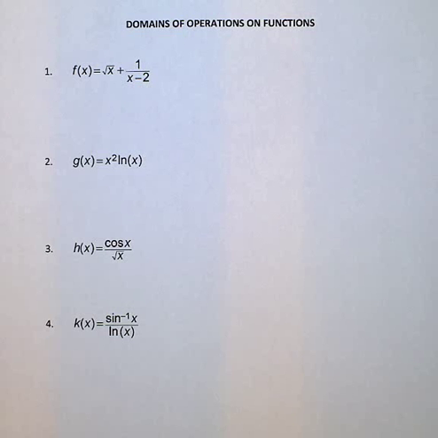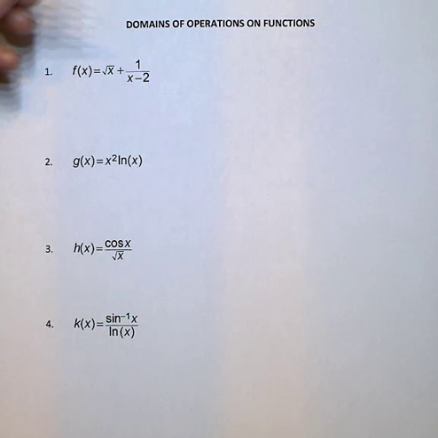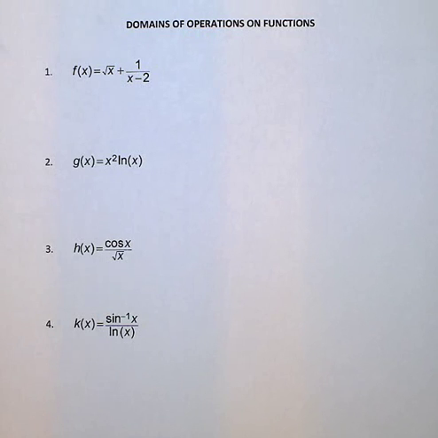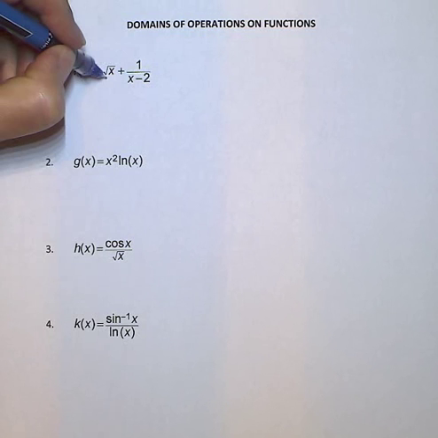In this video, we're going to talk about finding domains of operations on functions: sums, differences, products, quotients of more basic functions. So the first thing we have to do is make sure we know the domains of the constituent parts of these more complicated functions. In our first example, we have f of x equals square root of x plus 1 over x minus 2. It's the sum of two simpler functions.